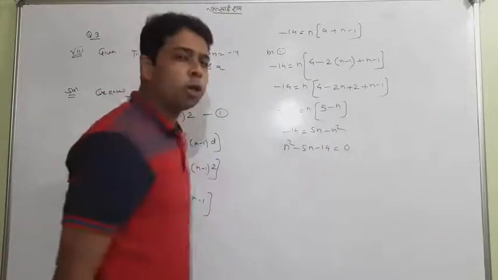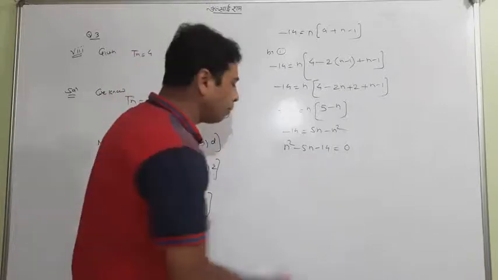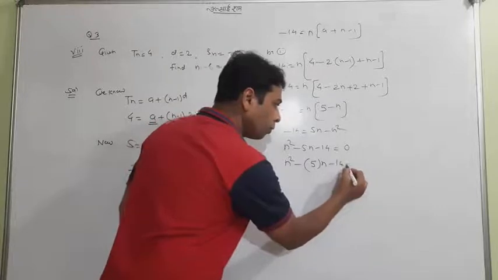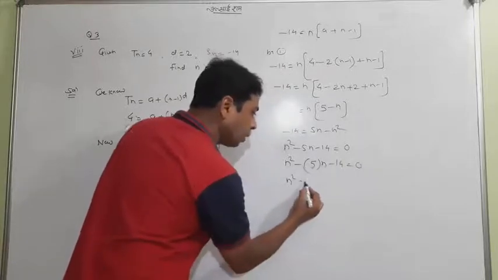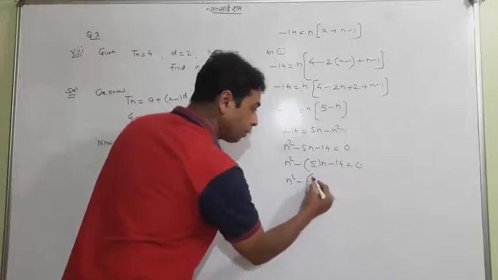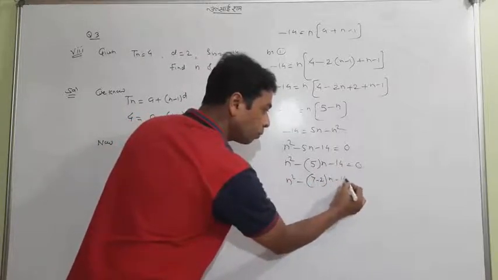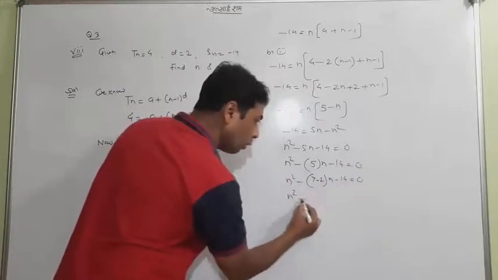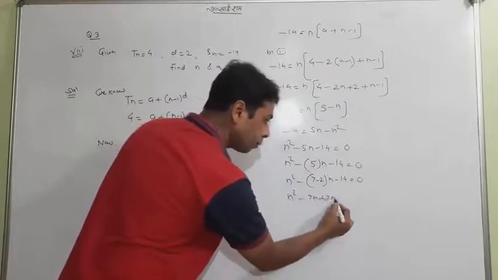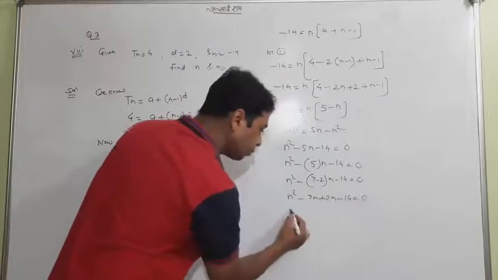Now middle term splitting or formula method, whatever you can use. I'm using middle term splitting. Split 5 such that the subtraction is 5 and the multiplication is 14. 7 minus 2. So now multiply by n, also open the bracket. So very easy from here. Take out n common.